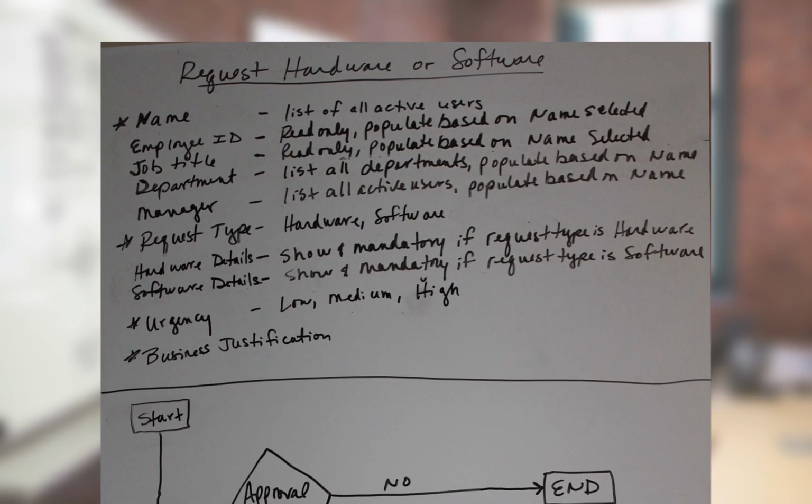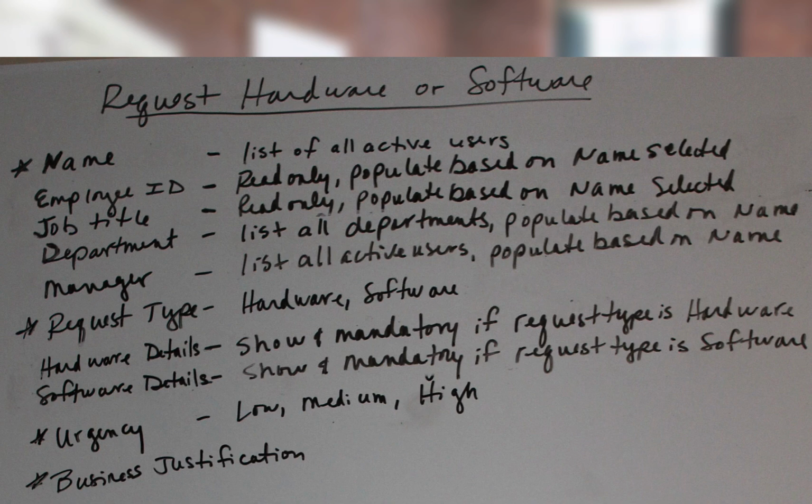Let's take a look at an example of requirements for a new catalog item titled Request Hardware or Software. We have specified a list of fields to be created along with their criteria. These could be mandatory, read-only, drop-down options, or even more advanced functionality, such as auto-populating fields based on the selection of another. For example, the name field should be mandatory and pull from a list of all active users with related fields auto-populating based on the selected name.